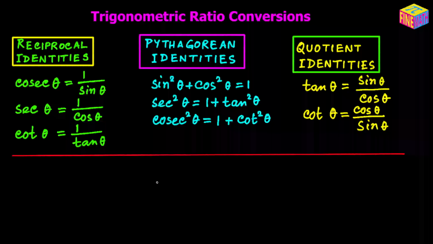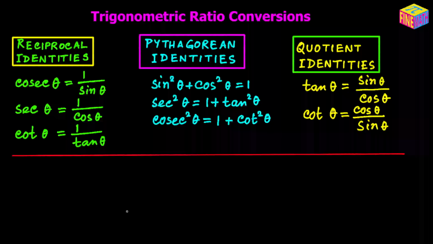So we are going to be using the reciprocal identities, and then also the Pythagorean identities and the quotient identities. There are 3 reciprocal identities, 3 Pythagorean identities and 2 quotient identities. Using these identities we will be converting each of the trigonometric ratios in terms of the other trigonometric ratios.